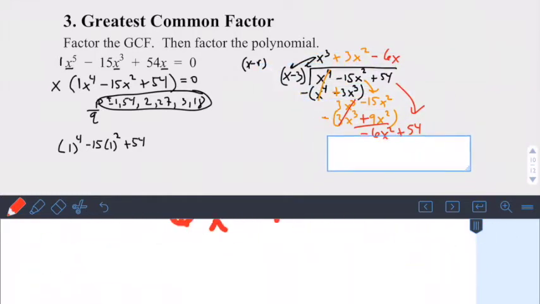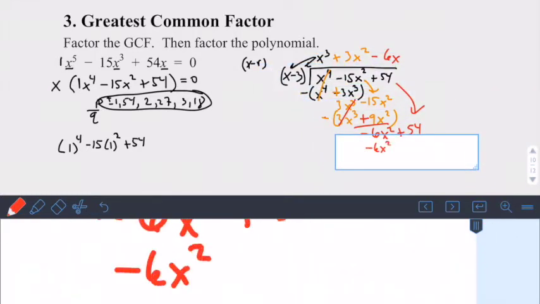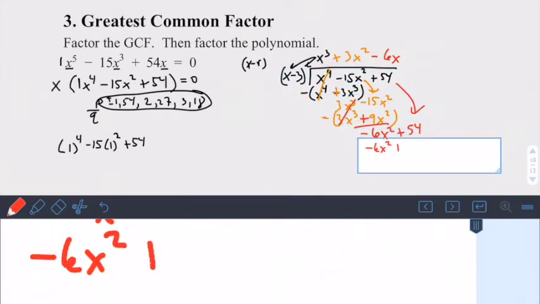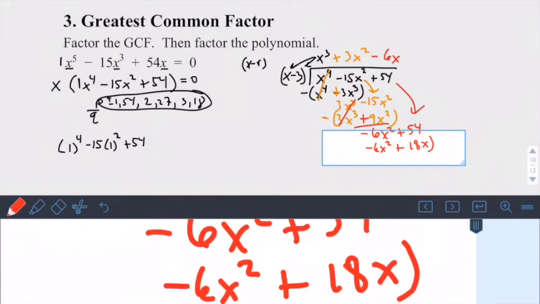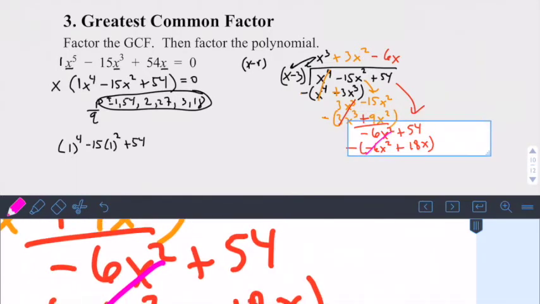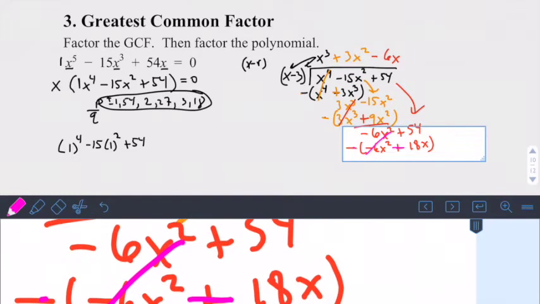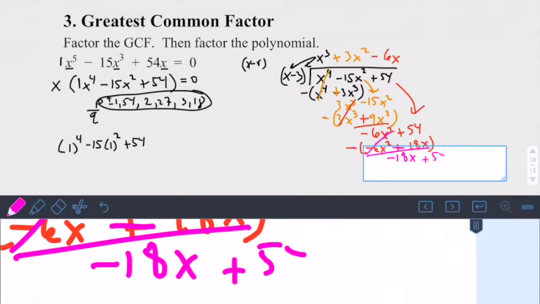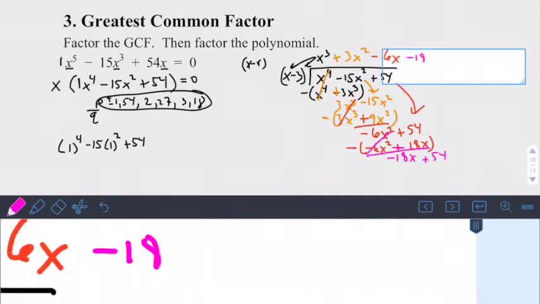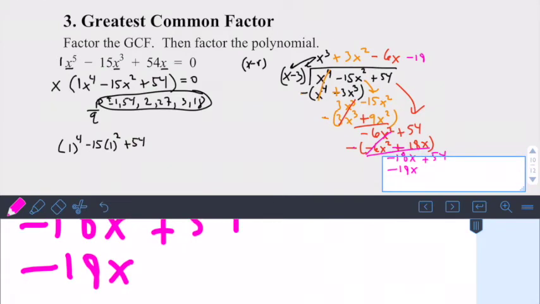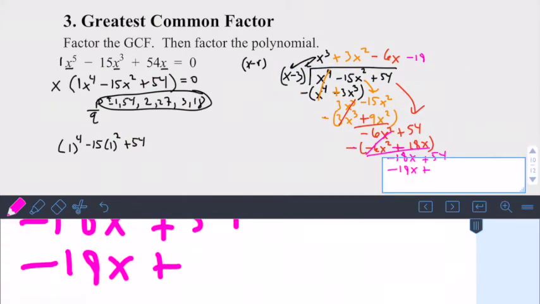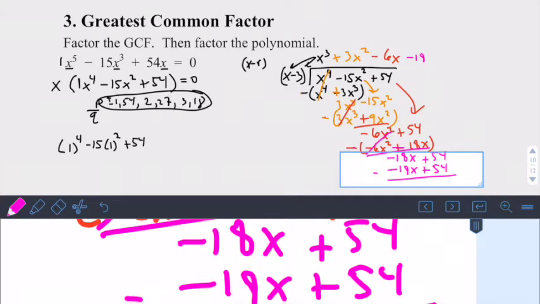-6x times x. Negative times negative makes it positive. 6 times 3 is 18, so we got 18x. Cancel. Not like terms, so -18x plus 54, and now one more should do it. -18 times x, and negative times a negative is a positive. 18 times 3 is 54. So when we subtract, it'll cancel, and it worked.